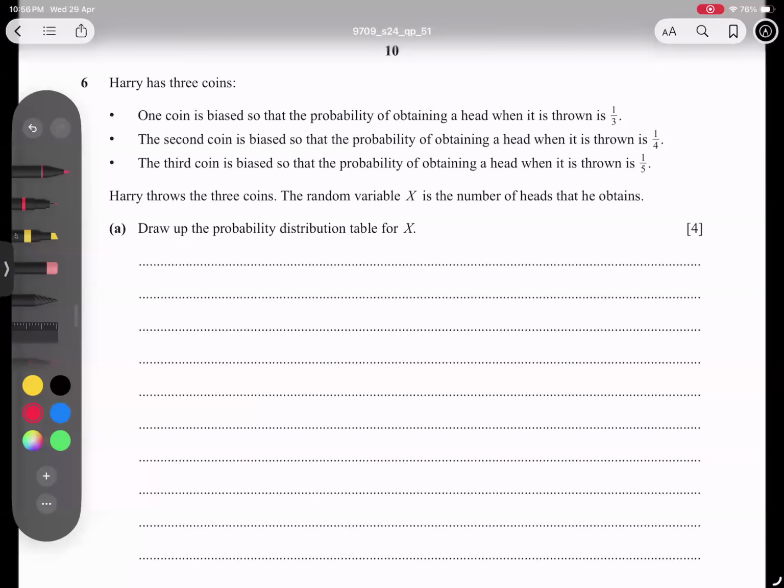Question number 6, students. 3 coins: 1 coin is biased, and the probability of obtaining a head is 1 by 3. The second coin is biased, and the probability of head is 1 by 4. The third coin is biased, and the probability of obtaining a head is 1 by 5. So it means, students, all probabilities are different from each other. He said that Harry throws 3 coins, and the variable X is the number of heads he obtains, and draw the distribution table.